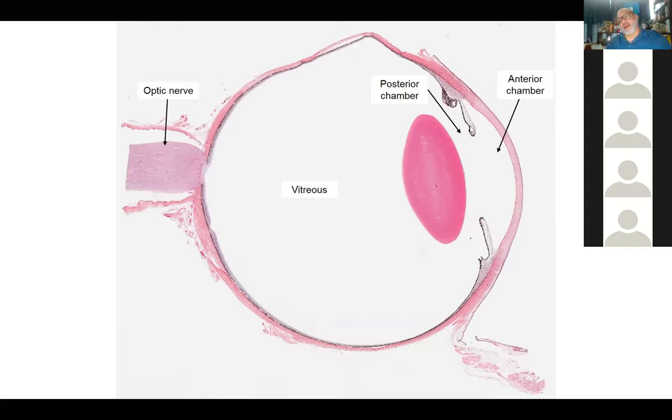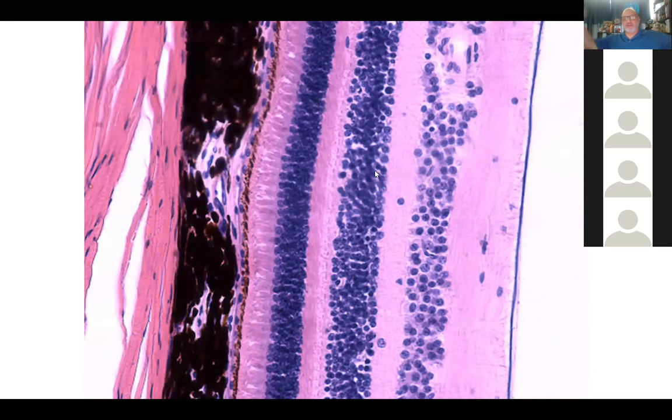Here is that iris that provides that light, changing how much light comes in. Here's our lens bending that light. And way back here in the back is the all important retina. Let's take a closer look at that retina. I'll be quiet for a moment so you can stare in awe at its magnificence and beauty.